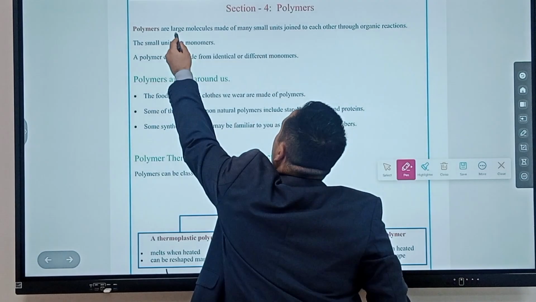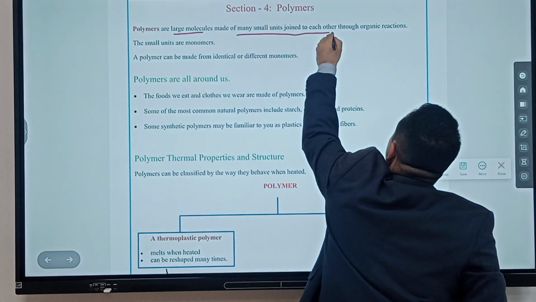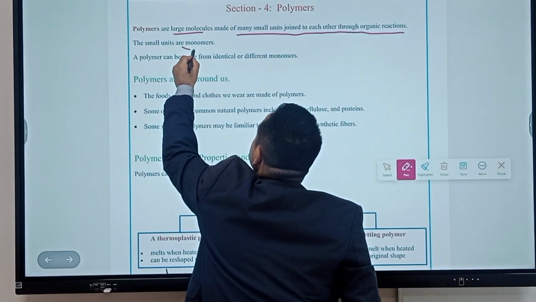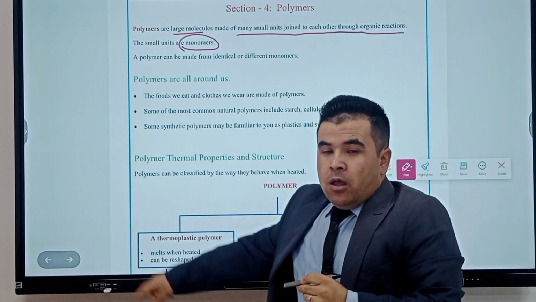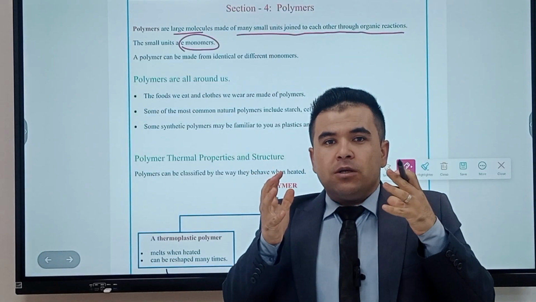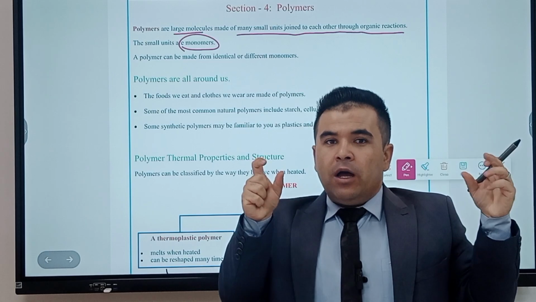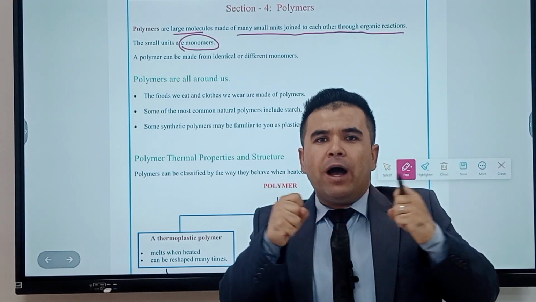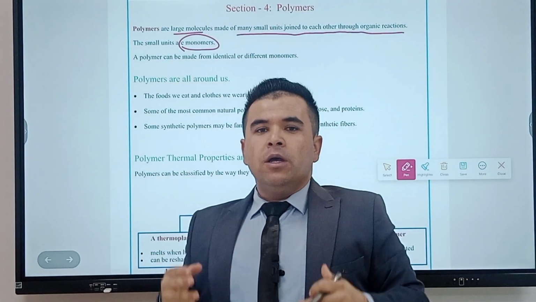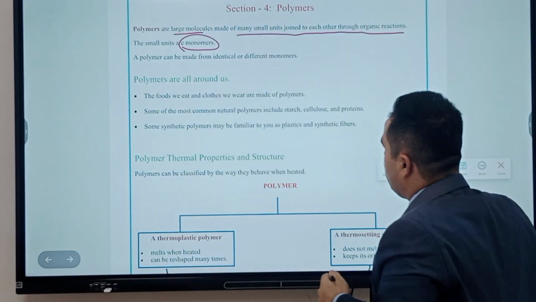Polymers are large molecules made up of many small units joined to each other through organic reactions. The small units are monomers. The monomers are small groups of atoms. When they combine, they form a long chain we call a polymer.